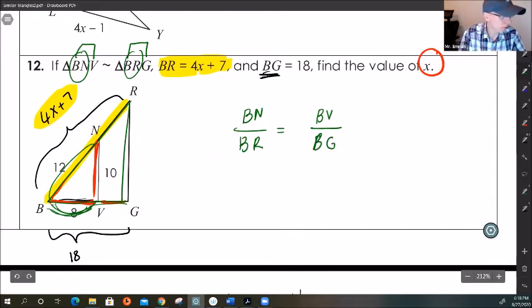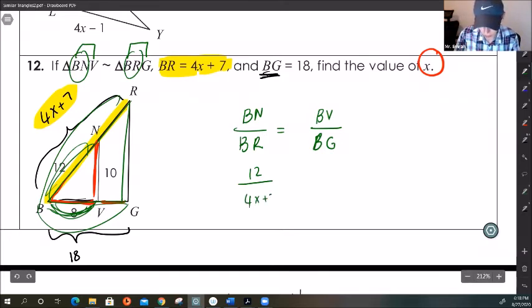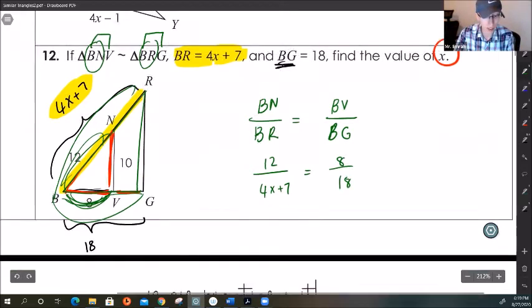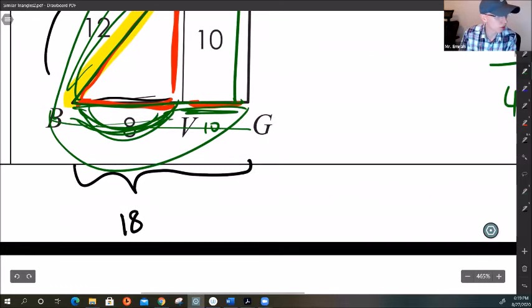Do you have to do it that way? Not really. Once you get used to this, you're just gonna write BN to this, and then this 8 to 18. But I just want you to see that you can also do it by using the letters. BN is given to me as 12 over BR, which is 4x plus 7, is equal to BV, which is 8, over the entire BG, which is 18. A common mistake that people make here is they write 8 to 10. You don't do it that way. 8 to 18 is the way to go.